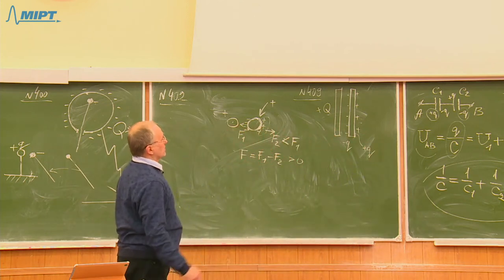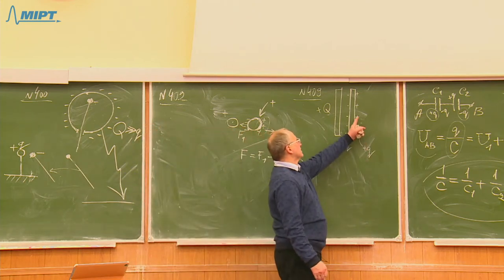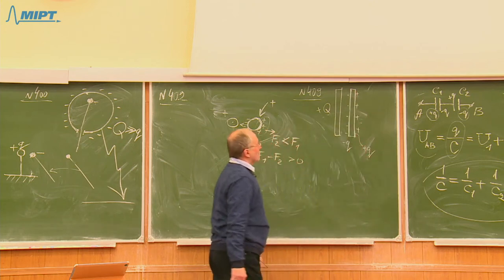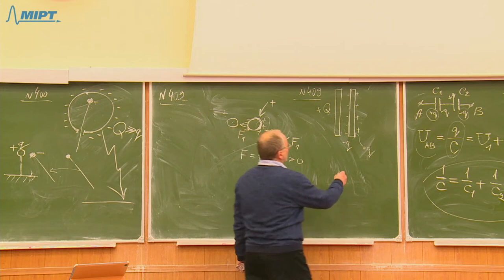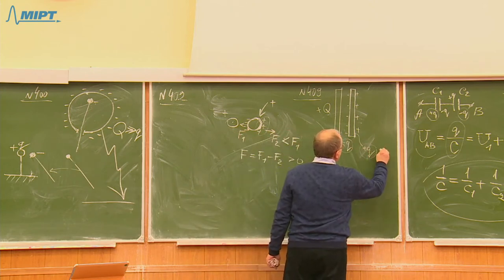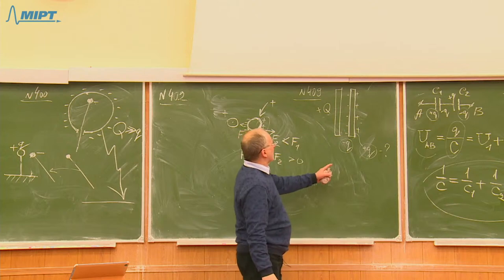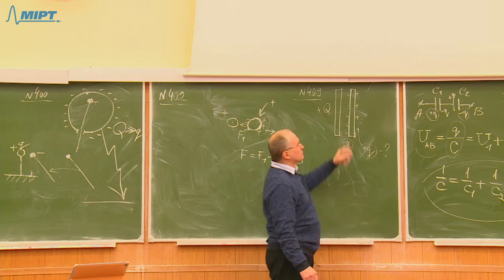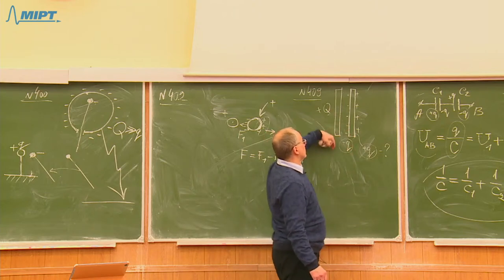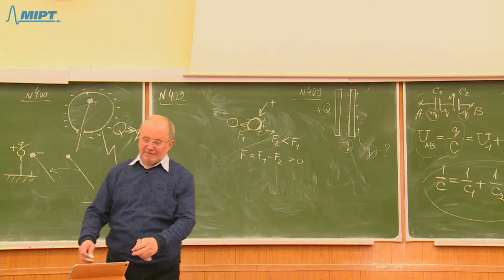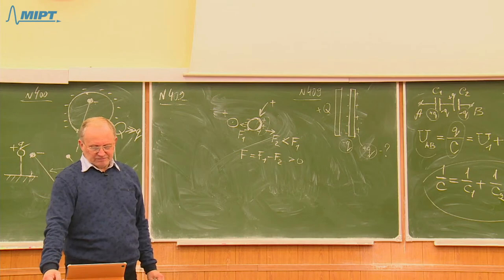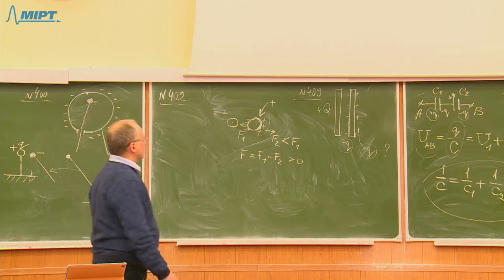Due to induction, the charges will be separated. Some negative charge will come here, and some positive charge will remain on the opposite side of the plate. So we must find this charge. What is it? How can it be found? We know that the charge of the first plate was given, it's Q, and the distance between the plates is small as compared to the dimension of the plate. Such is problem 409. What are the charges induced on the surfaces of the other plate?